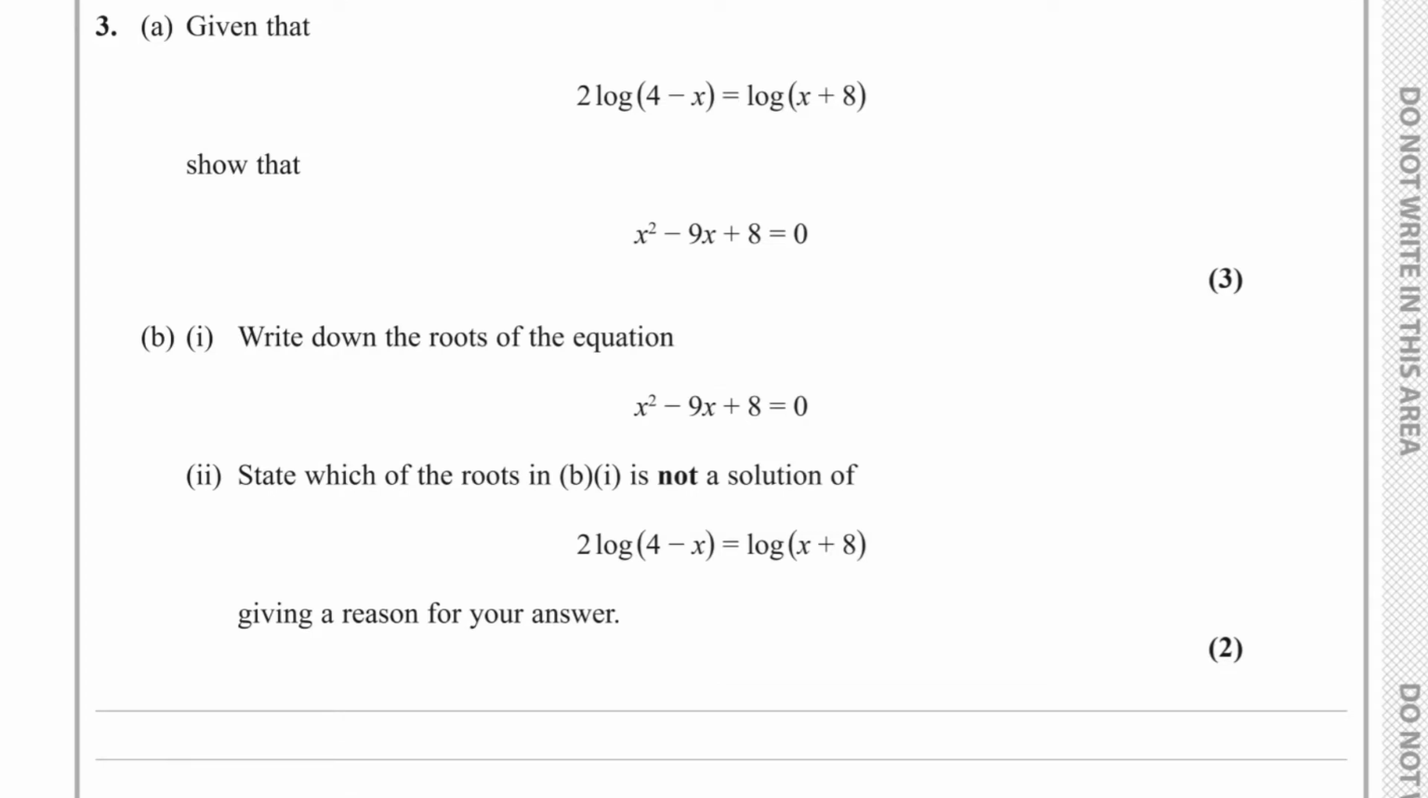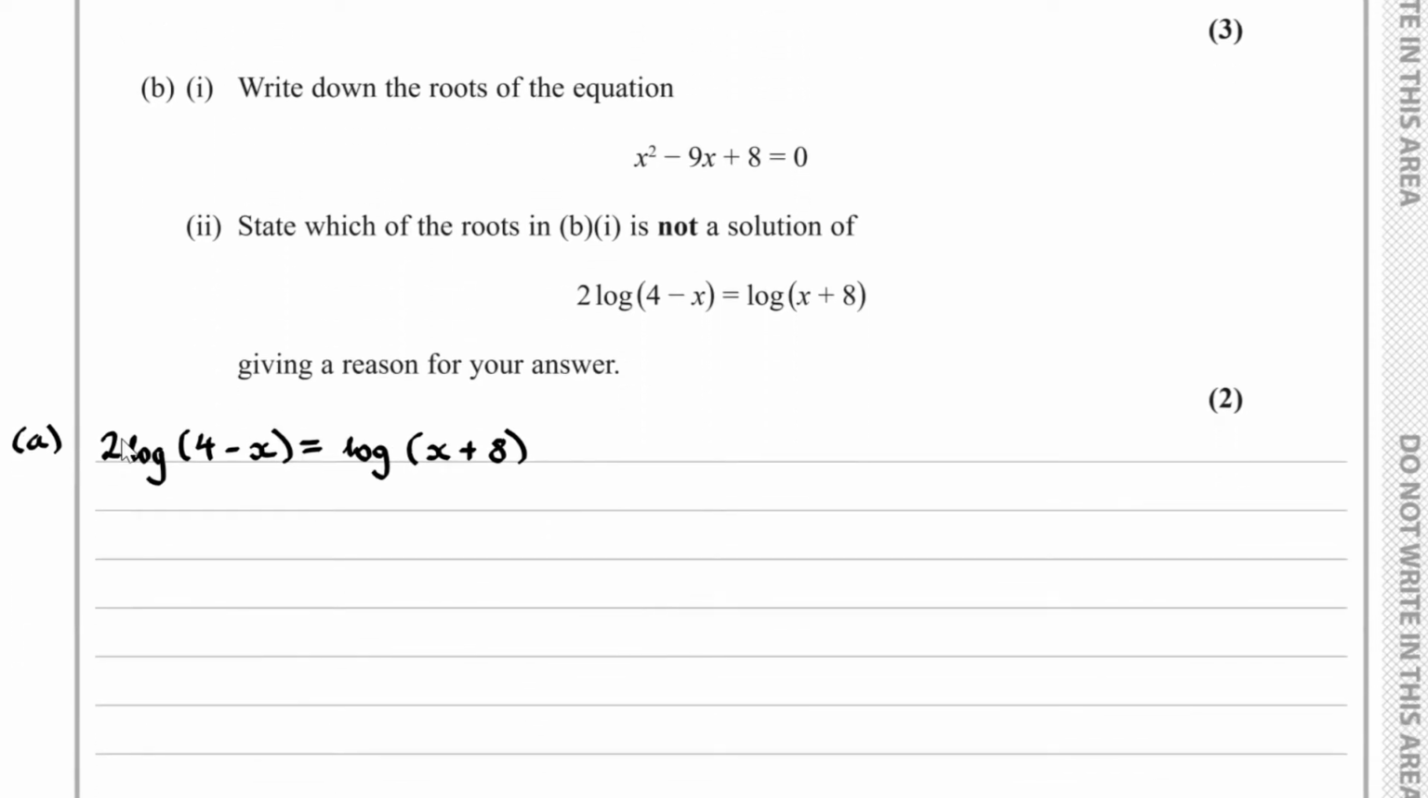Question number 3 for part A. Given that 2 times the log of 4 minus x is equal to the log of x plus 8, we have to show that x squared minus 9x plus 8 is equal to 0. So for part A, we begin with 2 times the log of 4 minus x, and this is equal to the log of x plus 8.